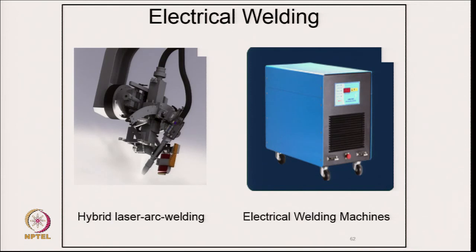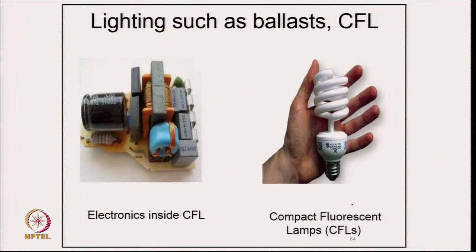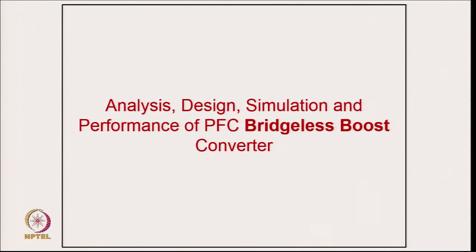Or you have welding. I told you, high frequency arc welding, or electric welding. Welding size gets reduced because you are using a high frequency transformer, but you need the power factor correction at the input. Where these are used, or in lighting systems like CFL, and of course we are going to LED now, but it is used extensively in compact fluorescent lamps also.